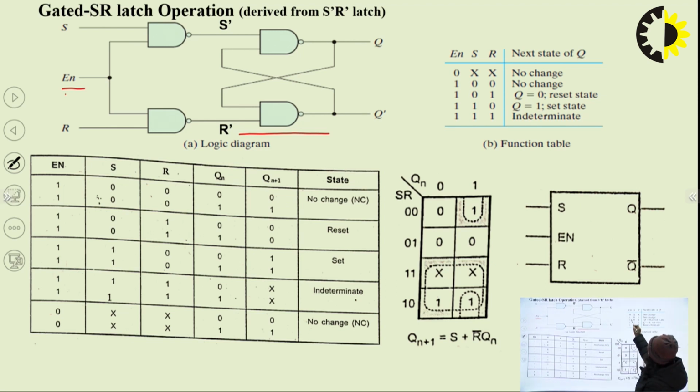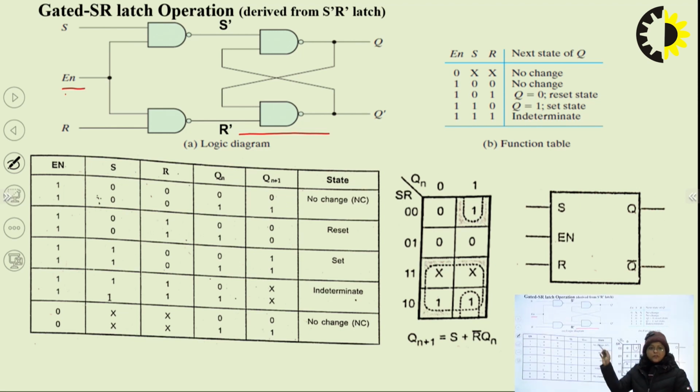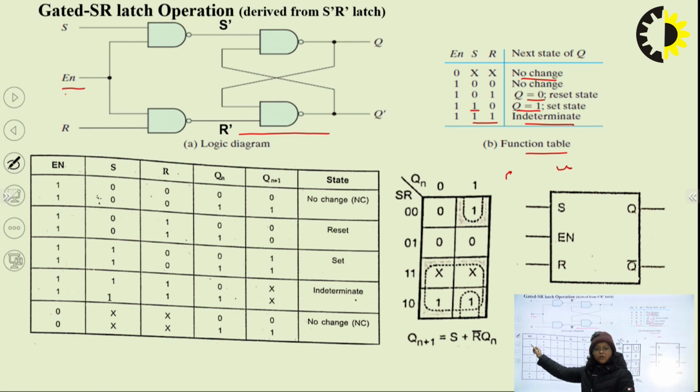So once the enable signal is 0, this flip-flop is off, so there is no change in the output. And when the enable signal is 1, the same truth table follows: for 0 0 there is no change, for reset 1 the output is 0, and for set 1 the output is 1, and for 1 1, this is the function table or truth table of this SR latch.